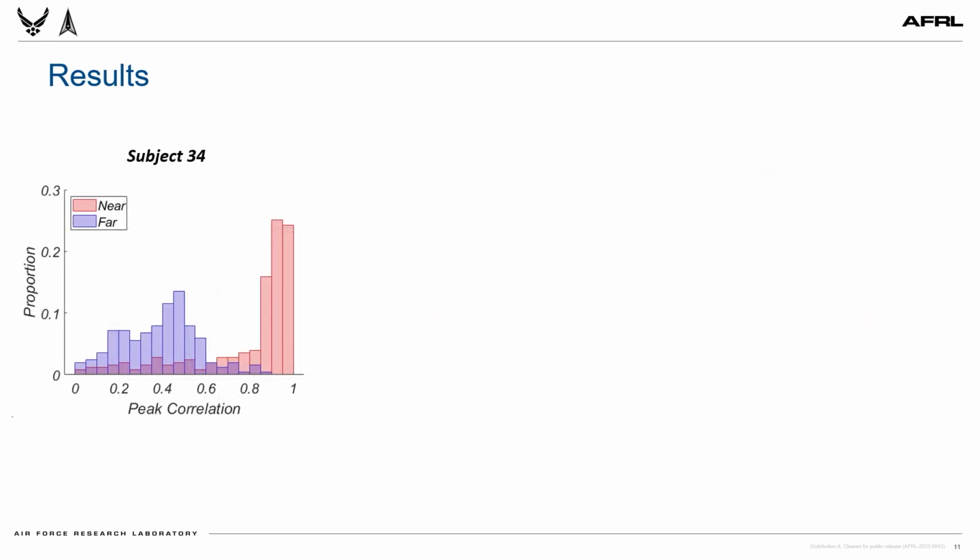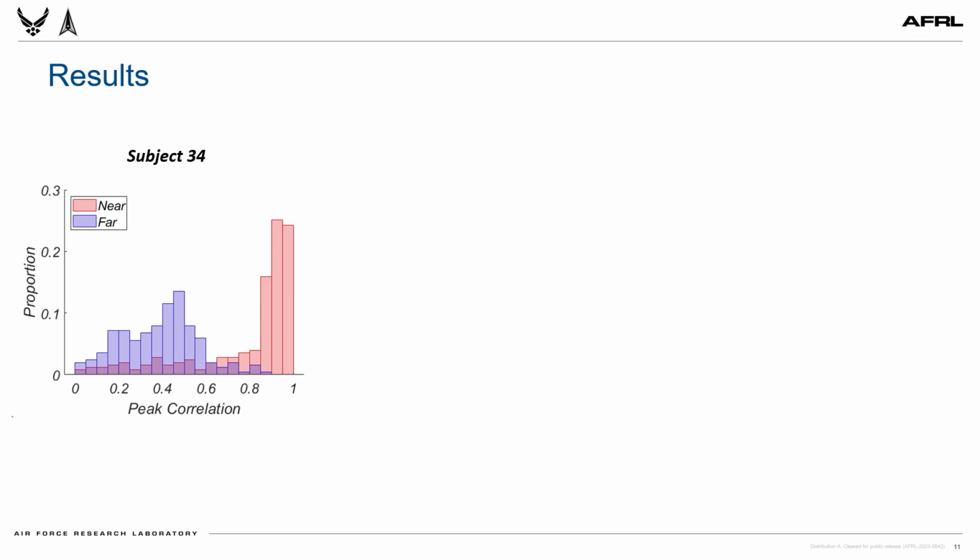So I'm going to highlight a couple subjects for you just to show you what they did on close to 200 trials per session. So we analyzed the correlation at the trial level. So we have 200 samples per subject. So here are the peak correlations for this subject. In red is the near condition, and blue is the far condition.